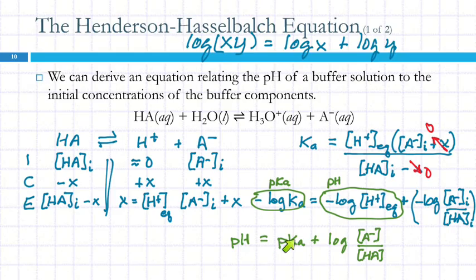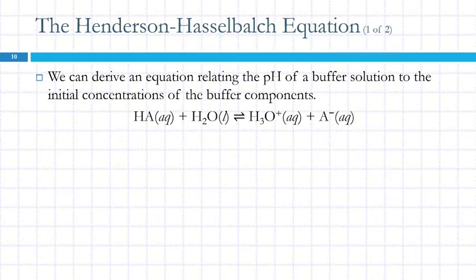What's nice about this is if you know the pKa, which you're always going to at least have the Ka, and you can find the pKa very quickly, and you know the initial concentrations, then you can calculate the pH just using this equation. You don't have to do an ice table. If you like ice tables, you can always do an ice table. That is always going to work.